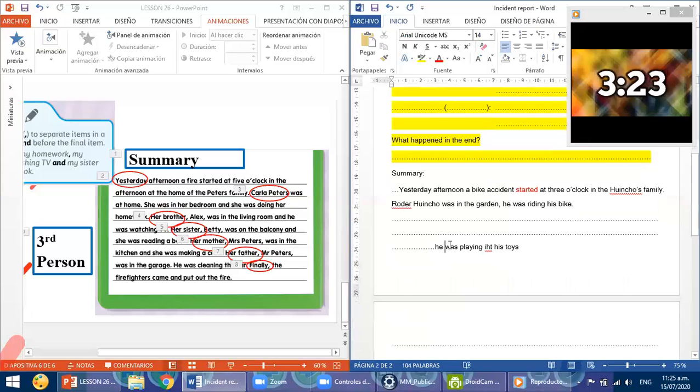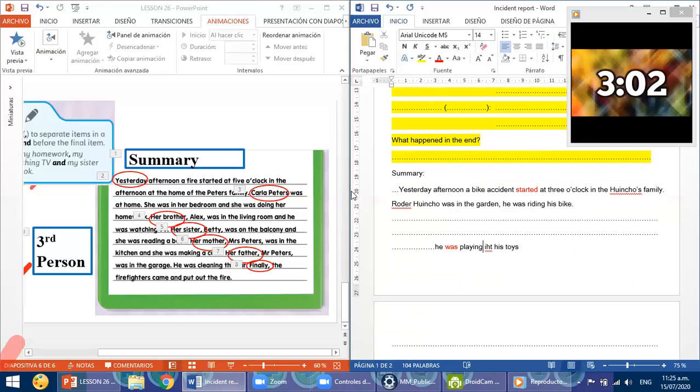Her mother, Helen, was in the kitchen and she was cooking lunch. Her father, Edwin, was in the garage. He was washing the car. Finally, the earthquake has passed.